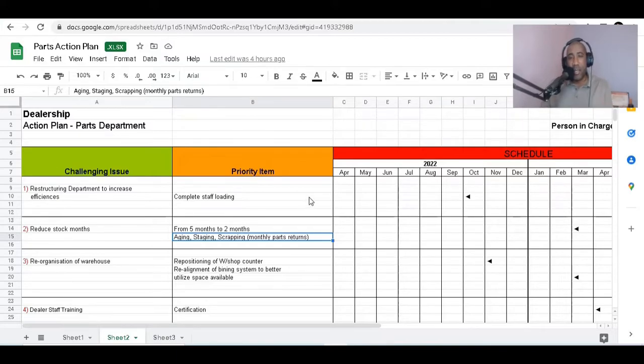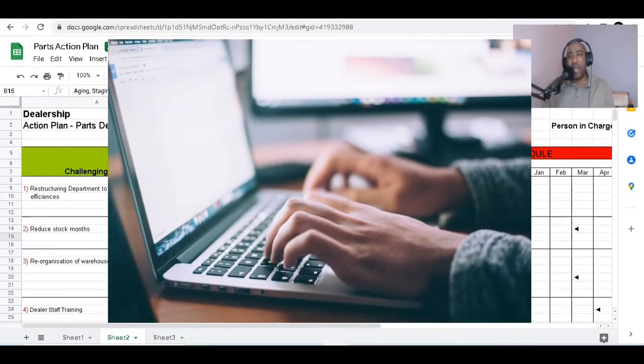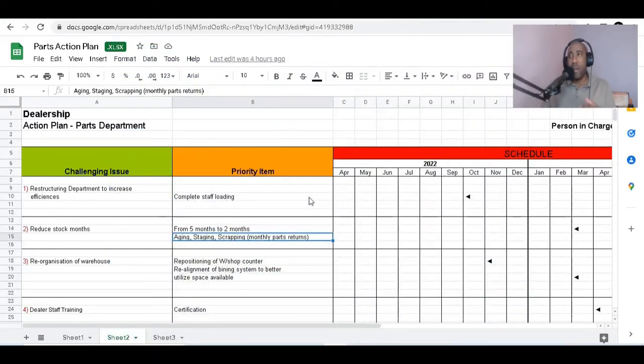Now, it's set out in an Excel sheet. Of course, it is best to do these things manually so you can have an idea exactly where you are, where you want to go, and the numerous strategies that you're going to be using in order to move your department to the next level.